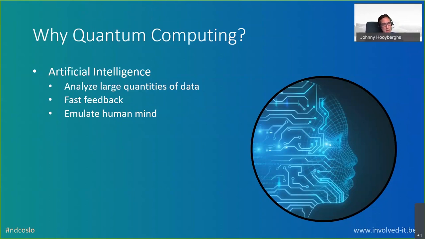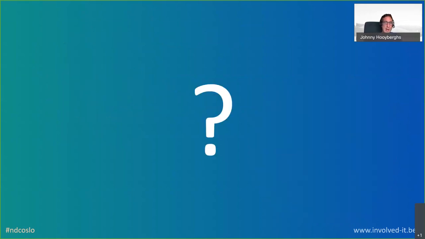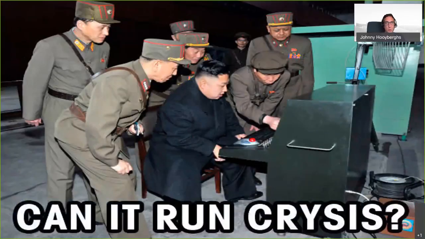But first, maybe the most important question for quantum computing, I think everyone's already having this question in their mind. Can it run Crysis? Very importantly, we all want to know this. If we create quantum computers, can we run a game on it?